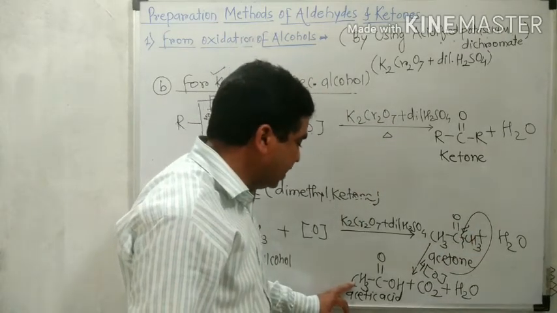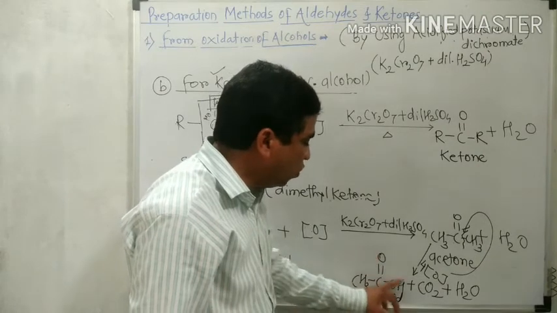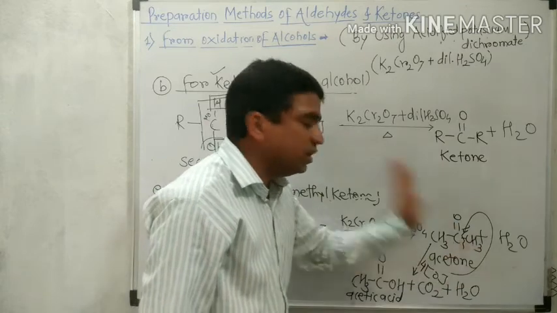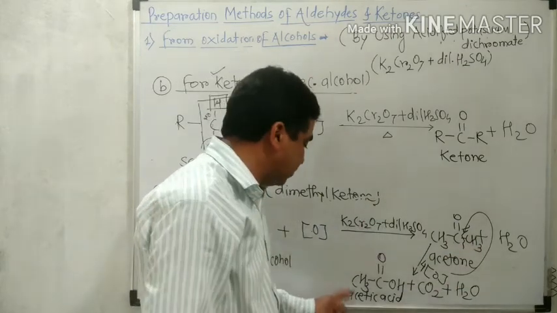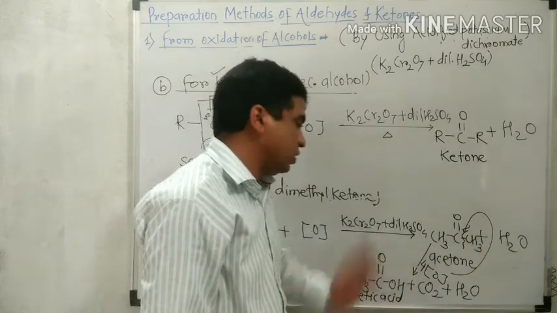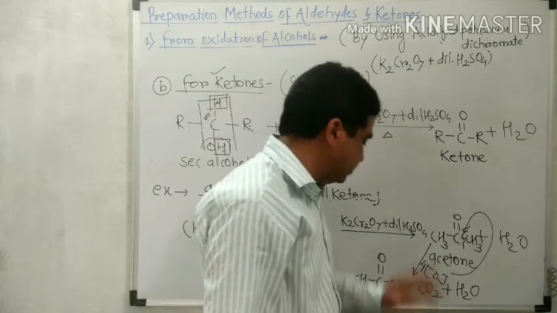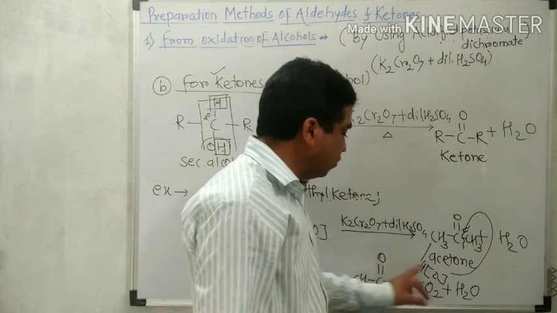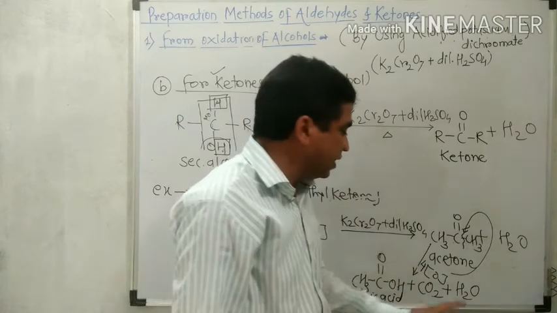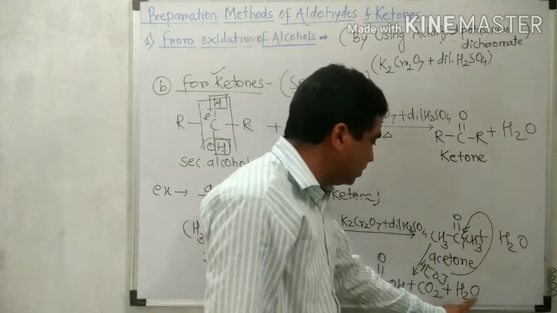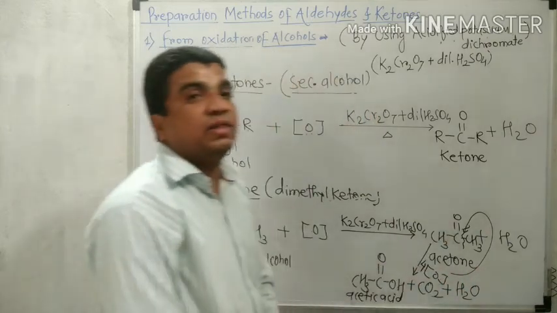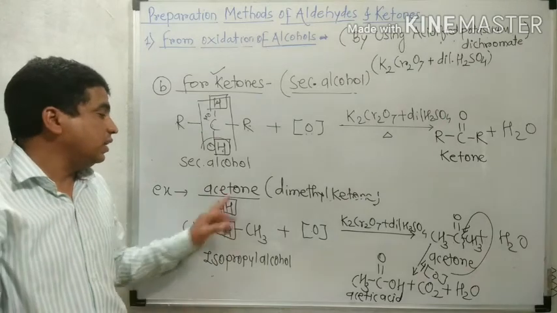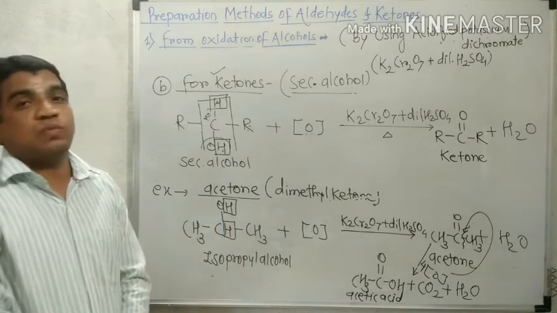So therefore here CH3COOH: 1 oxygen from these 4 oxygen atoms, and H from the remaining 3 hydrogens of CH3. Therefore CH3COOH. 1 carbon, 2 oxygen, CO2. That is 2 and 1, 3 oxygen. How many oxygen atoms are remaining? Only 1. That 1 oxygen and the remaining 2 hydrogens, that is H2O. That is about the preparation of acetone from isopropyl alcohol.